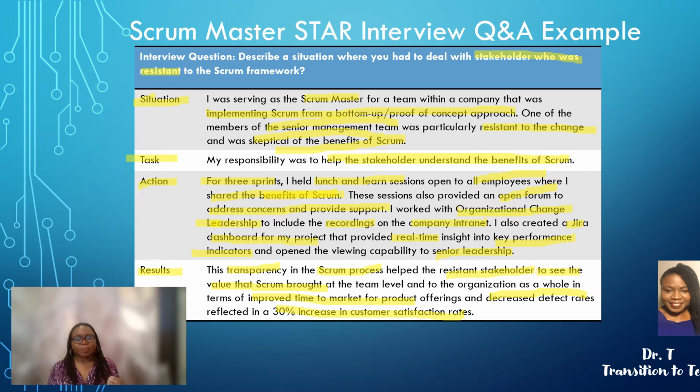And this Scrum initiative that you launched from the bottom up with resistance to change from senior leadership ended up increasing customer satisfaction by 30%. That's a measurable result and a positive result. So you've walked the interviewer through how you handled a challenge, what you did to improve for the company, and how you benefited the company. And these 4 steps, that's the STAR method. It's behavior-based, it's action-based.